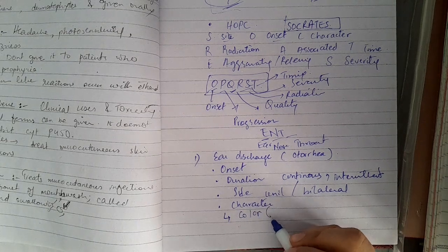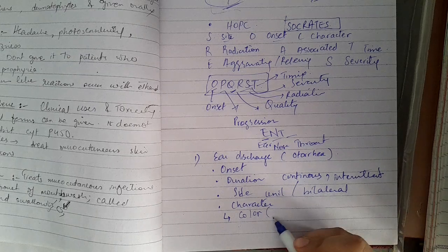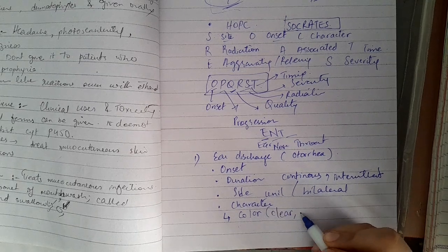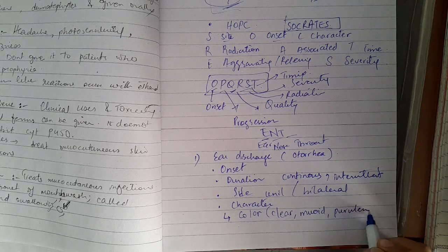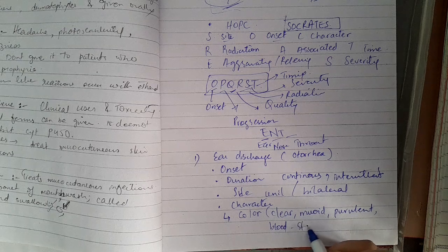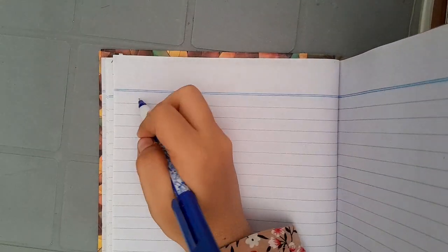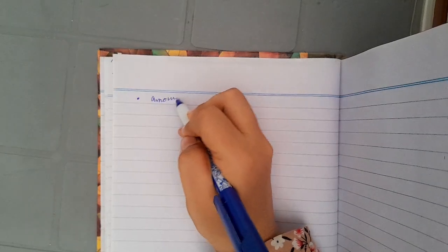You can also write yellow, green, blood stained. You can write clear, filled with mucus, mucoid, purulent, or blood stained, blood tinged. You have to ask all these things from the patient, that what is the color of the ear discharge. Next, we move on to the amount of ear discharge, and it is usually measured in teaspoons.